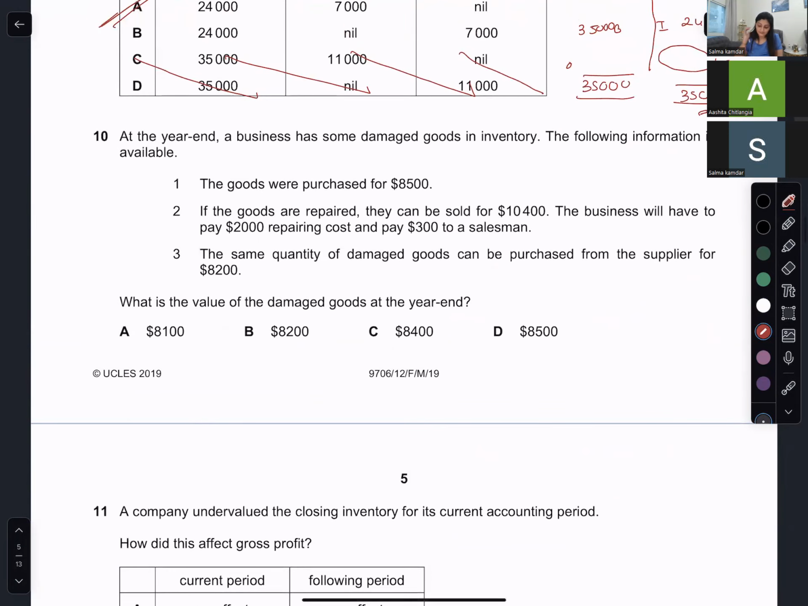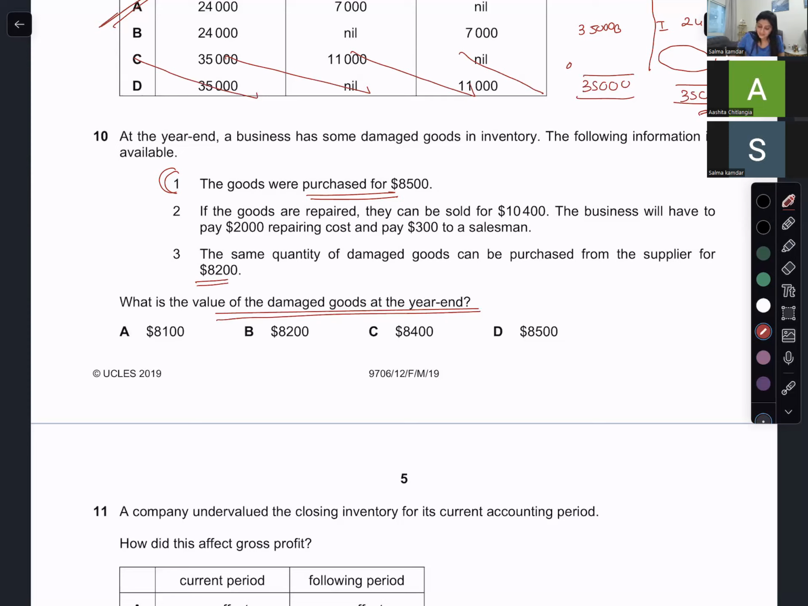What do they want from you? The value of damaged goods at the year end. Okay, fine. Read. At the year end, the business has some damaged goods in inventory. The following information is available. Goods were purchased for 8,500. If the goods are repaired, they can be sold for 10,400. The business will have to pay 2,000 repairing costs and pay 300 to a salesman. The same quantity of damaged goods can be purchased from the supplier for 8,200.